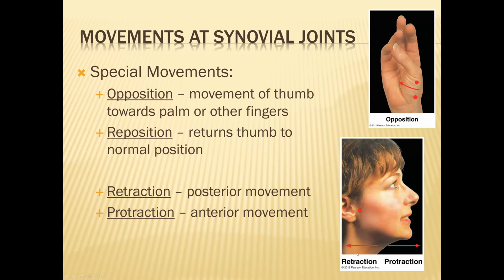And then your mandible, so your lower jawbone, remember it forms a joint with your temporal bone. So with your mandible, if you move your lower jaw in the forward direction, that is called protraction. If you move your jaw in the backward direction, that is called retraction.